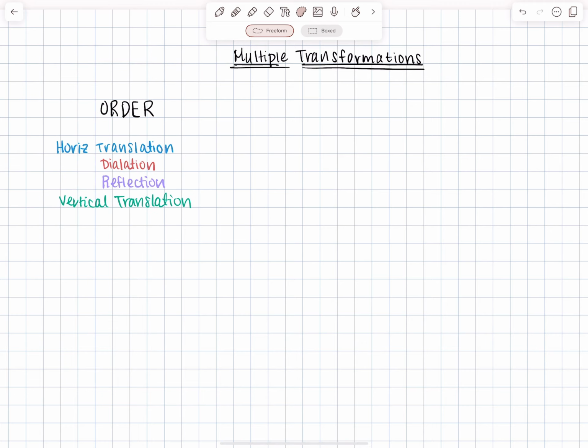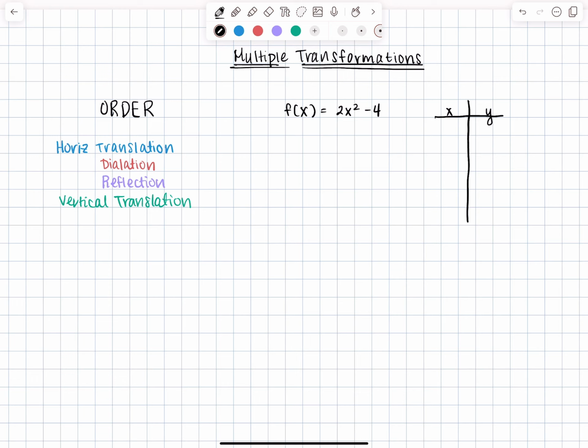Let's say we had f of x equals 2x squared minus 4. I could make an x and y table, and personally I believe that's quicker, but for the sake of this example, let's just do the transformations. We have to start by identifying our parent function. Based on our parent function, we see that there's an x squared, so we know that's a quadratic.